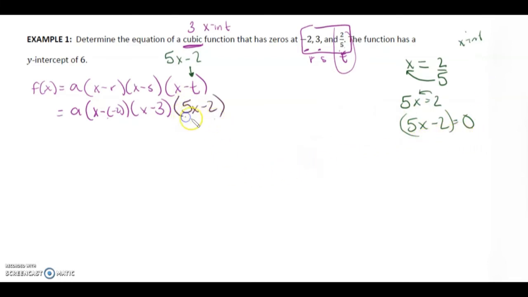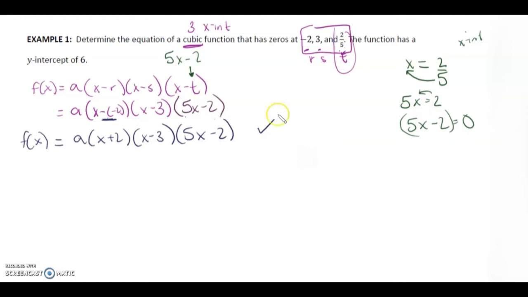And now these are nice integer values. So in simplified form, and I'm just going to simplify these two negative signs, we get x plus 2, x minus 3, 5x minus 2. Now, if you get up to here, you're going to get probably 1 mark, okay?